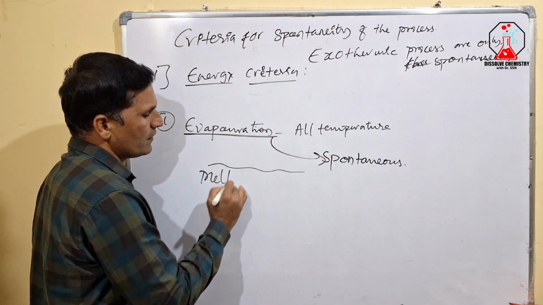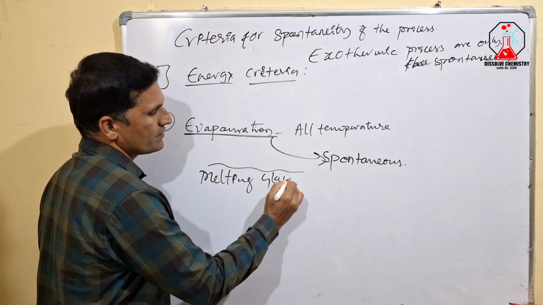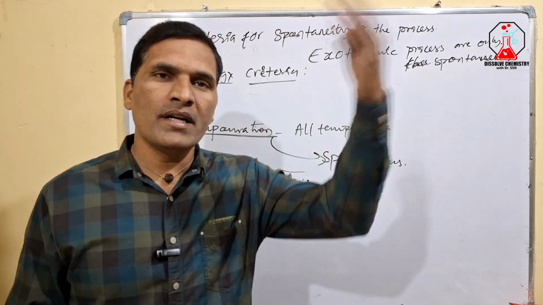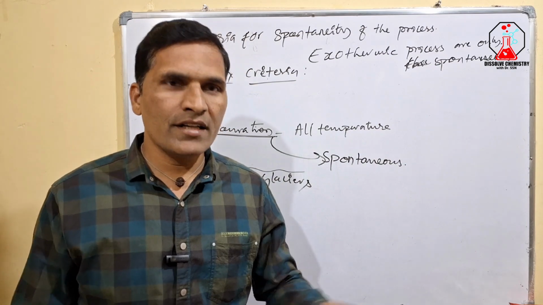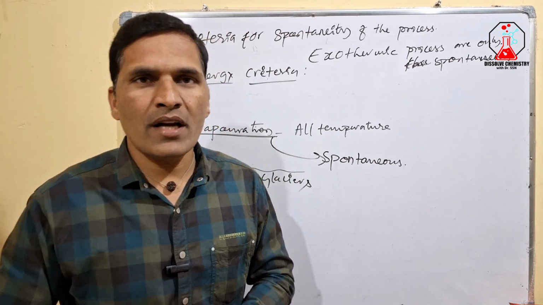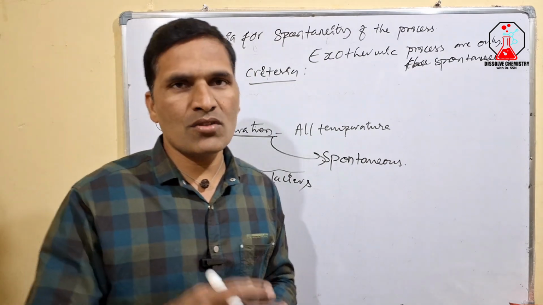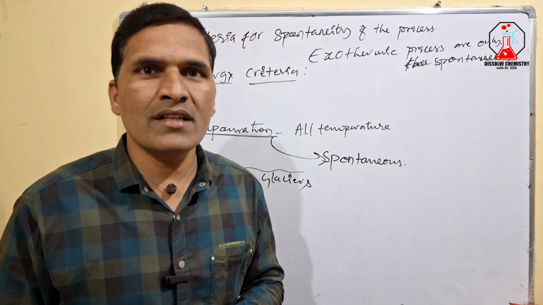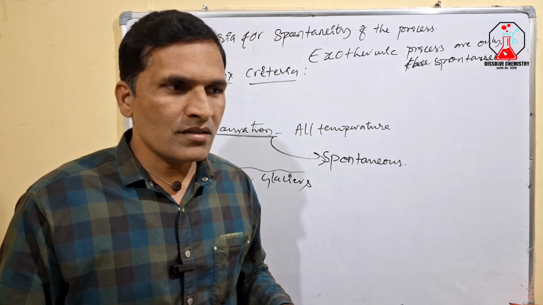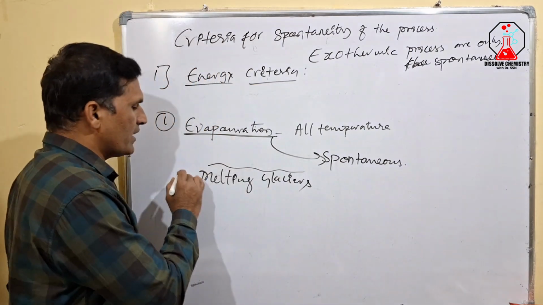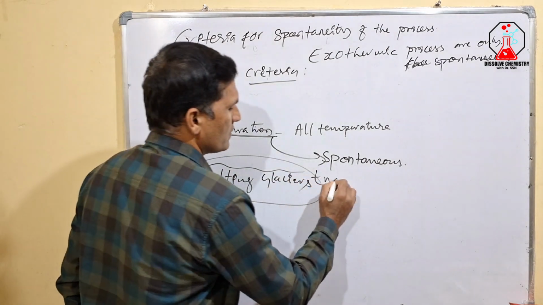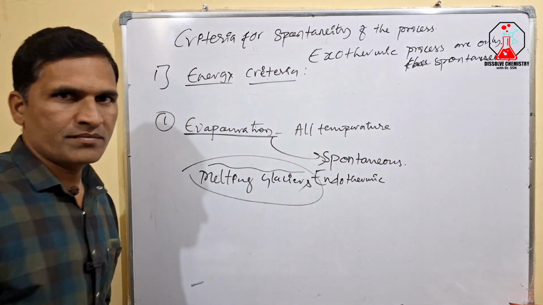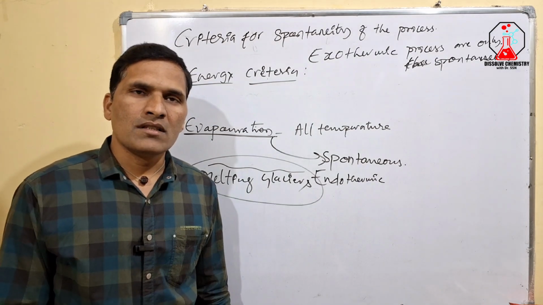Take melting of glaciers. Global warming leads to melting of the glaciers and an increase in the sea level, you might have heard. Is it going to happen naturally or not? It will happen, so it is also a spontaneous process. Melting of ice happens due to an increase in temperature, so it is an endothermic process. Melting of glaciers is also an endothermic process, but still it is feasible and it is going to happen on its own.